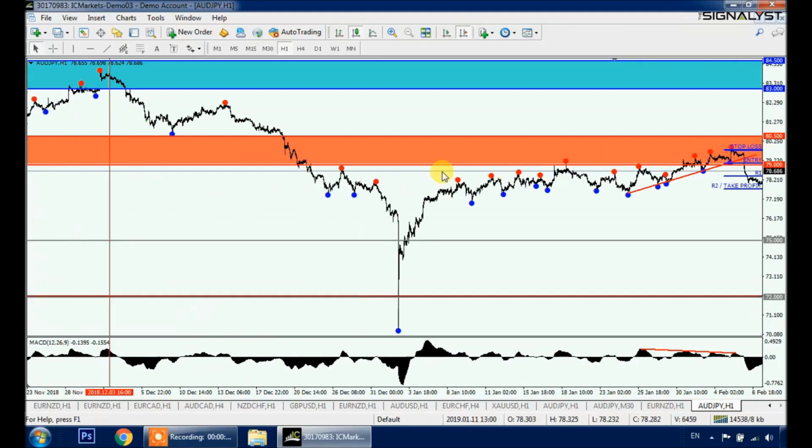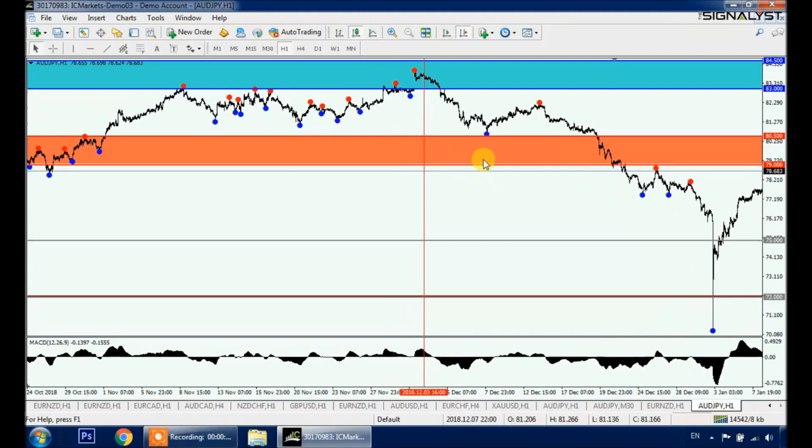Let's scroll back and look for more opportunities. Here we go. As mentioned, on H4 we'll be looking for sell opportunities around here. So we've got an objective trend line 1, 2, 3, and a divergence.